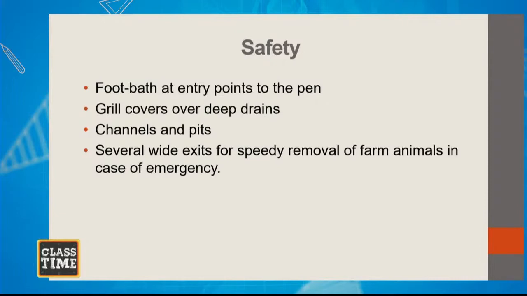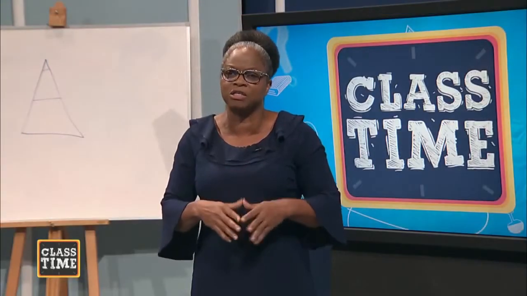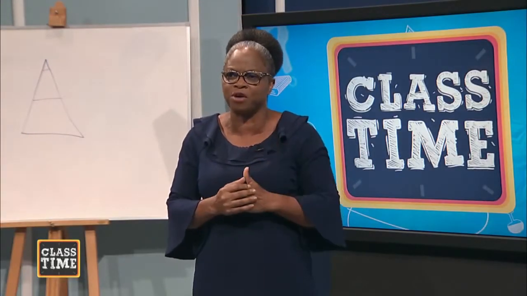And when we talk about exits, you must have several wide exits for speedy removal of farm animals in case of emergency. For example, if there's a fire, you don't have to say, let me drop this one on my back. You're able to move them quickly out. If there's a flood, you can move your animals quickly out as well. So pay attention to these things because safety is very, very important.